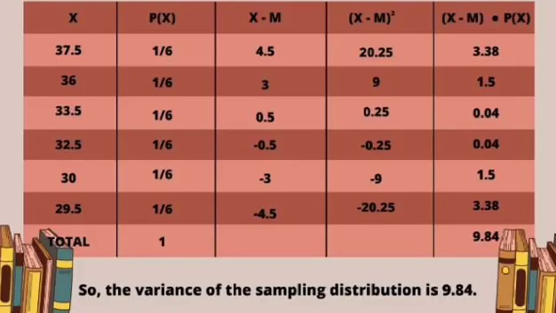The next thing we will do is to square the difference in the third column. And for the last column, multiply the result of the previous column by their corresponding probability. After all, add the results. So, the variance of the sampling distribution is 9.84.